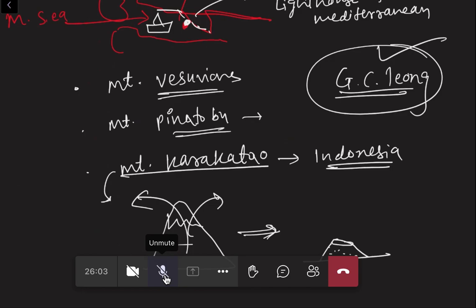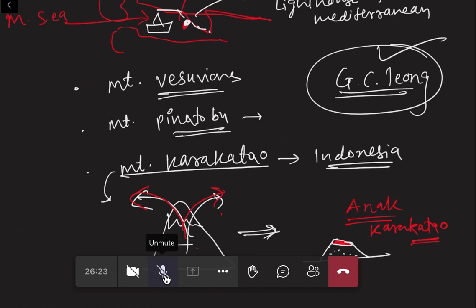It erupted in such a way that there was an explosion, and it blew out all its material. And now what remains is called Anak Krakatau. Anak means child of Krakatau. Anak Krakatau.